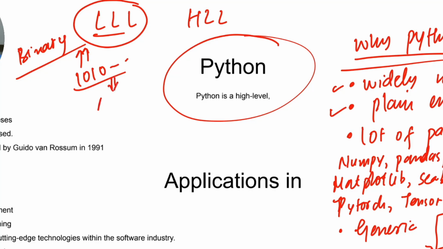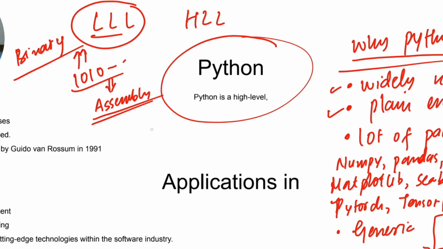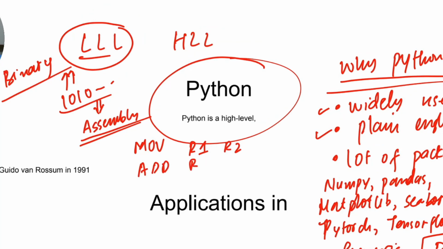Then we came to assembly language. Assembly was somewhat understandable to humans, but it was still very close to binary, so it was not perfectly human readable. If somebody has worked in assembly, you write move, for example, register 1, register 2, like this, and then you can write add what are the contents in R2 and R1, things like that. So this language is also somewhat unreadable to humans.